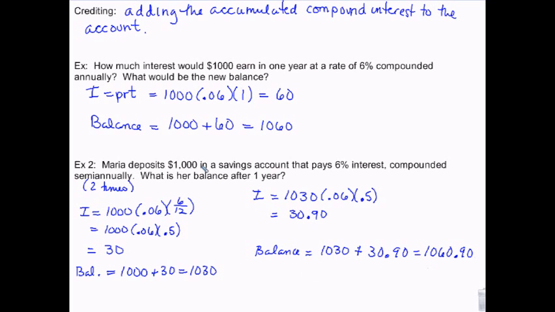Same amount of money between these 2 accounts, same amount of time, 1 year, but the fact that they calculate the interest twice instead of just once earns her almost a whole extra dollar.